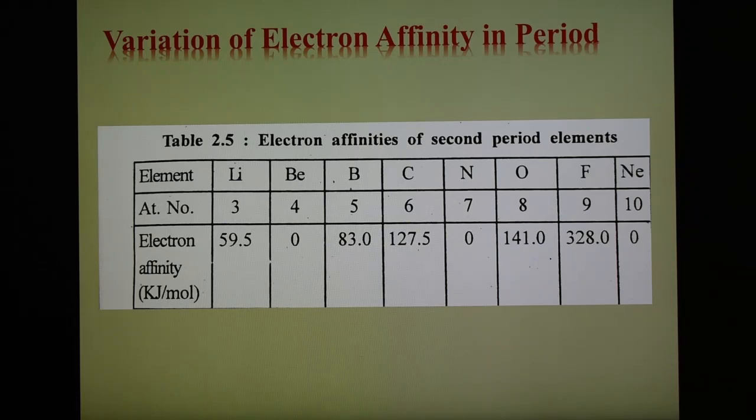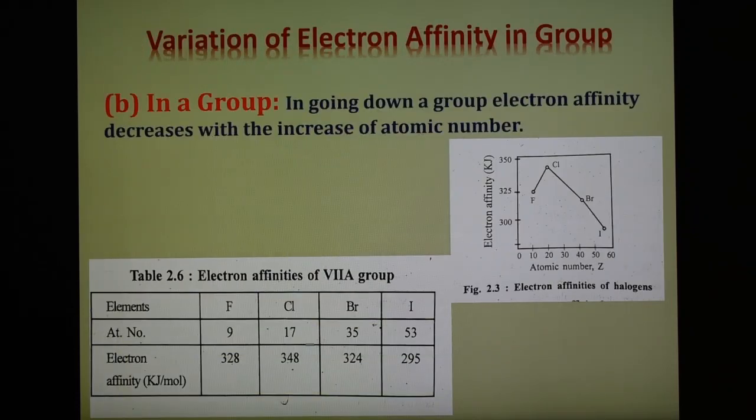What about the group? For the variation of electron affinity in the group, we can see that as we go from top to bottom in the group, atomic size as well as nuclear charge increases, but the effect of increase of atomic size is much more pronounced as compared to nuclear charge, and therefore the additional electron feels less attraction, and therefore the electron affinity value decreases in going down the group.